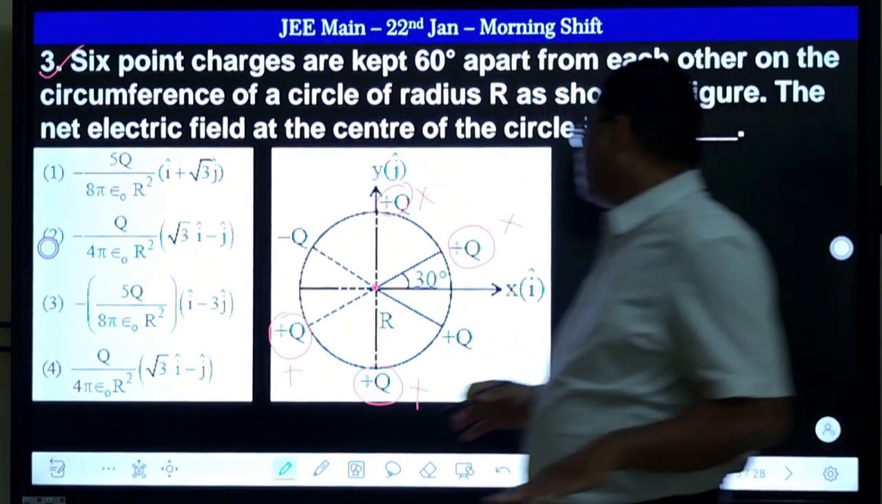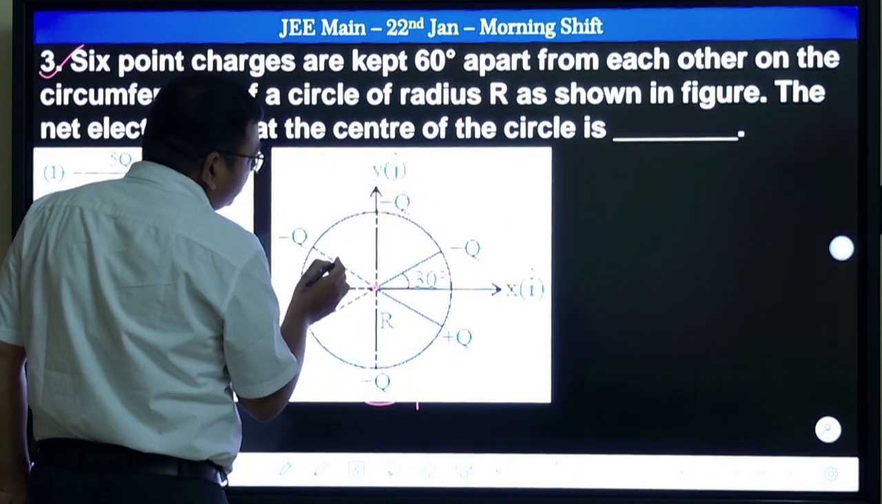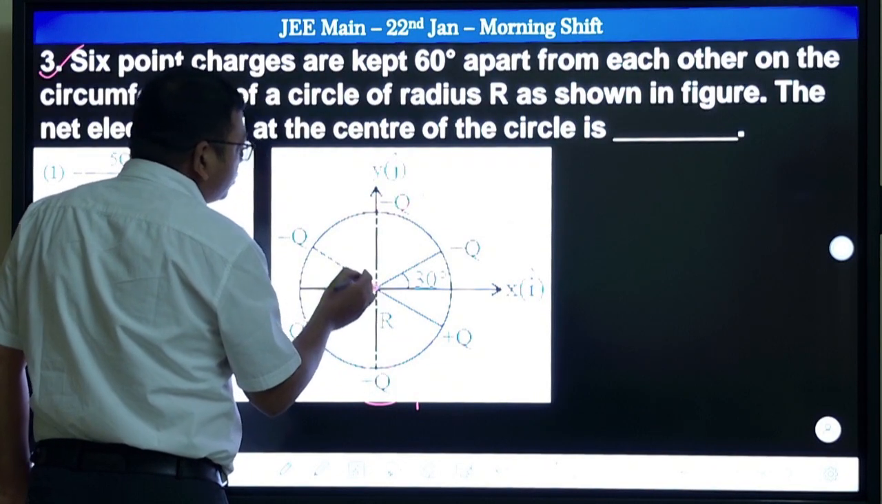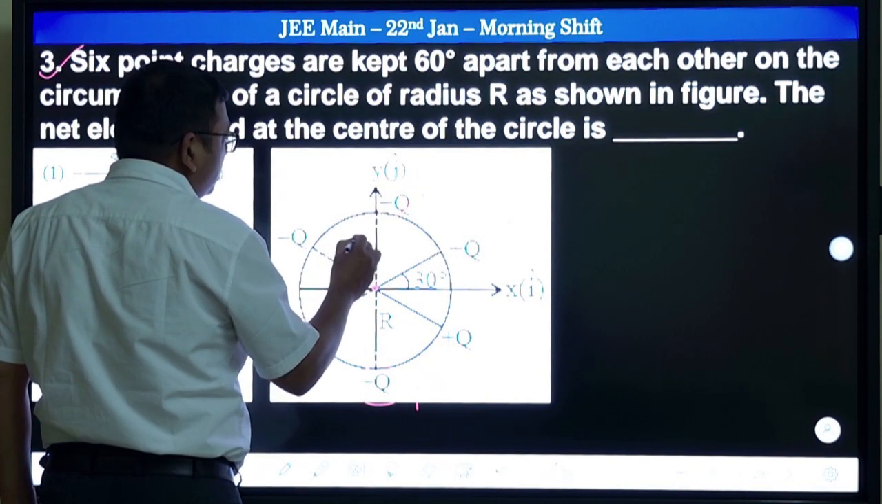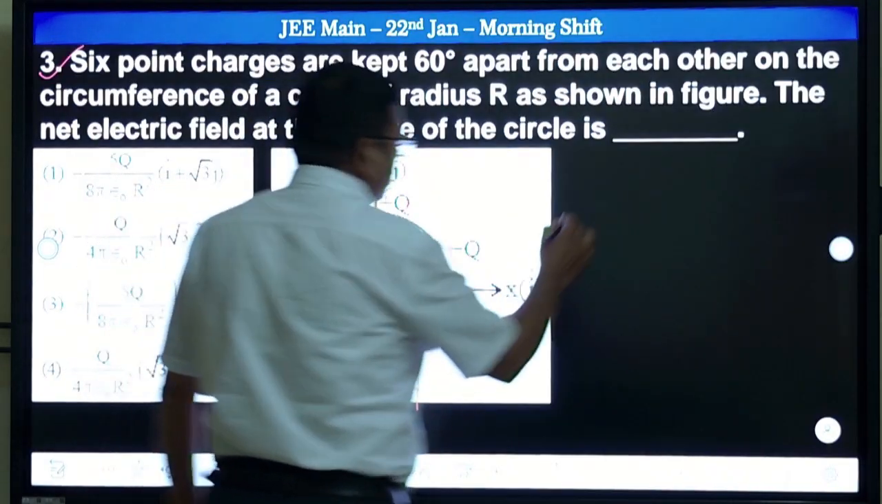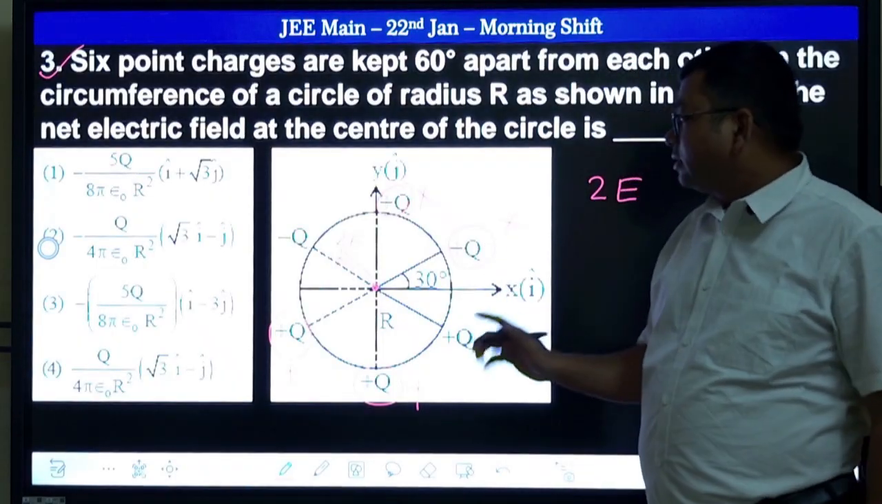So note that what we can do is this minus q will create a field like this and plus q will also create a field like this. So both the fields E can become 2E. So let us just add 2E, 2 times E. And also see the direction. What is the direction?